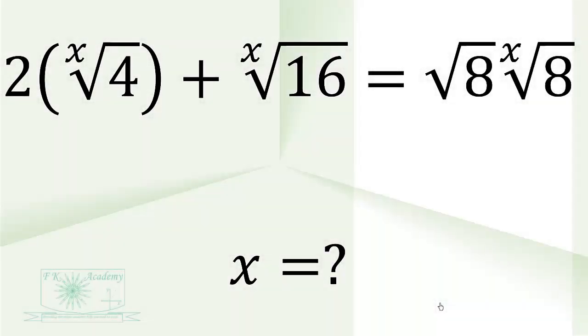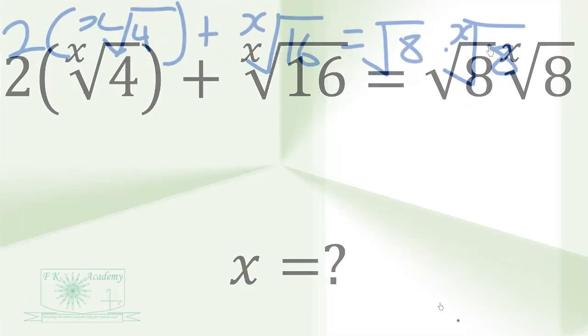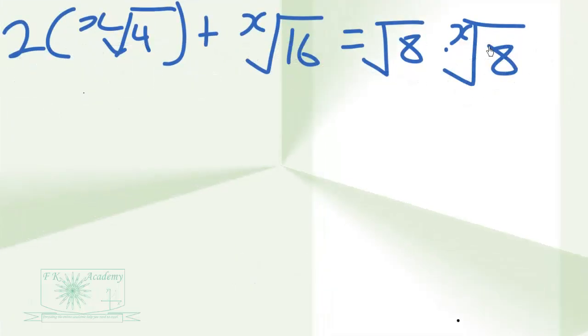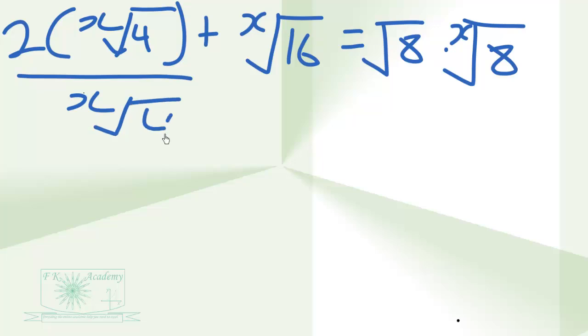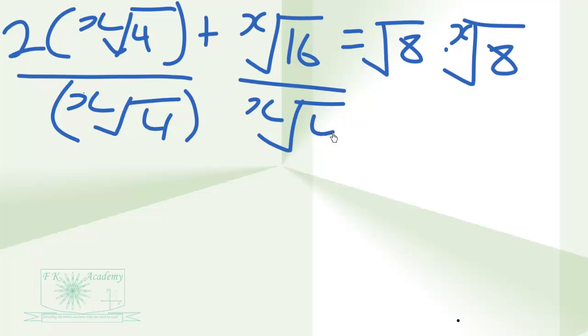Let's see if we can determine the value of x in a given exponential equation. So this is the given equation. What we are going to do is divide through by the x root of 4. So x root of 4, divide through by x root of 4, by the x root of 4.